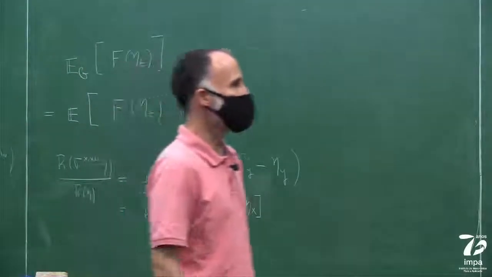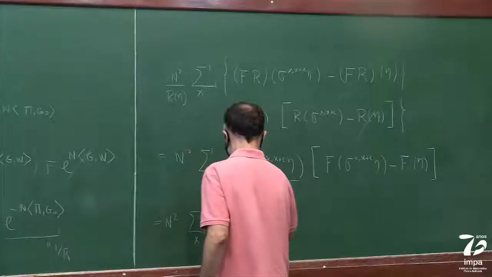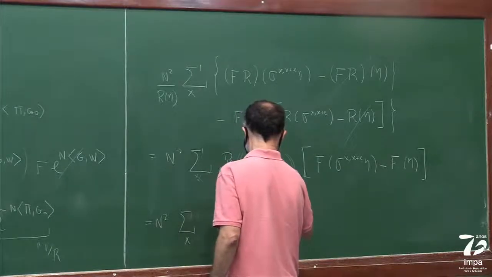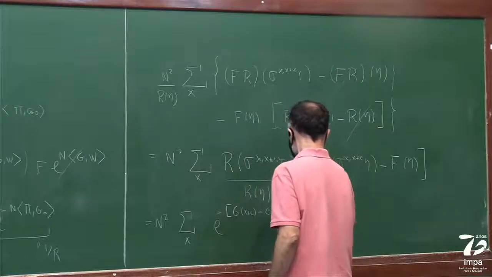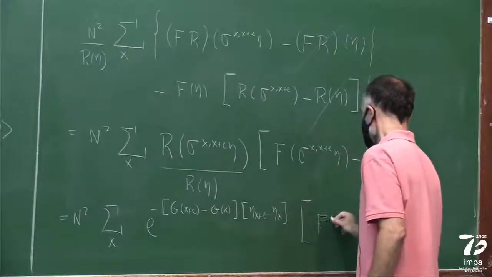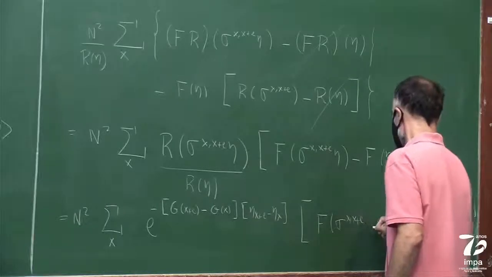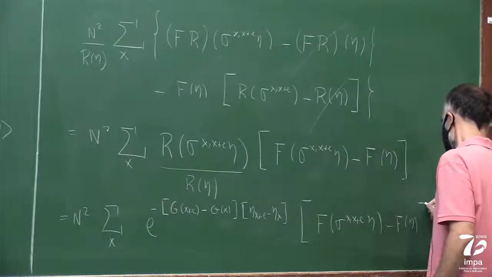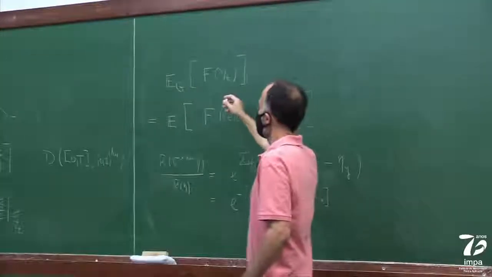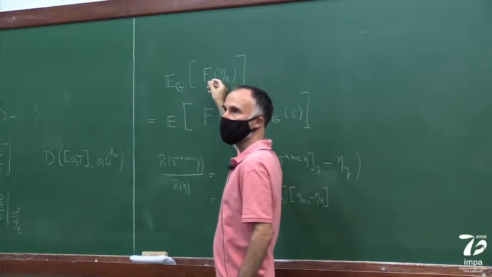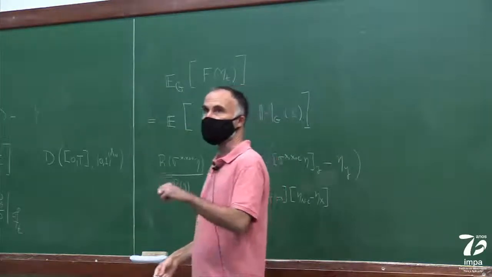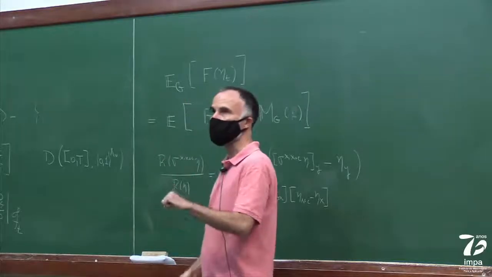And this is this ratio. So this is equal to n squared, the exponential of minus g(x+e) minus g(x), eta(x+e) minus eta(x). So we get that this expectation is a new Markov process. When I compute its derivative, I computed this at time t, I took the derivative at time 0. So when I take the derivative at time 0, I get the generator.